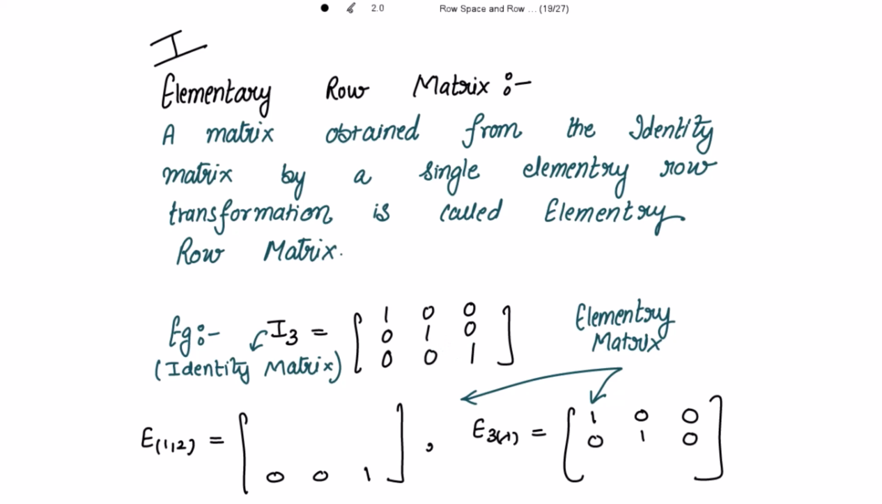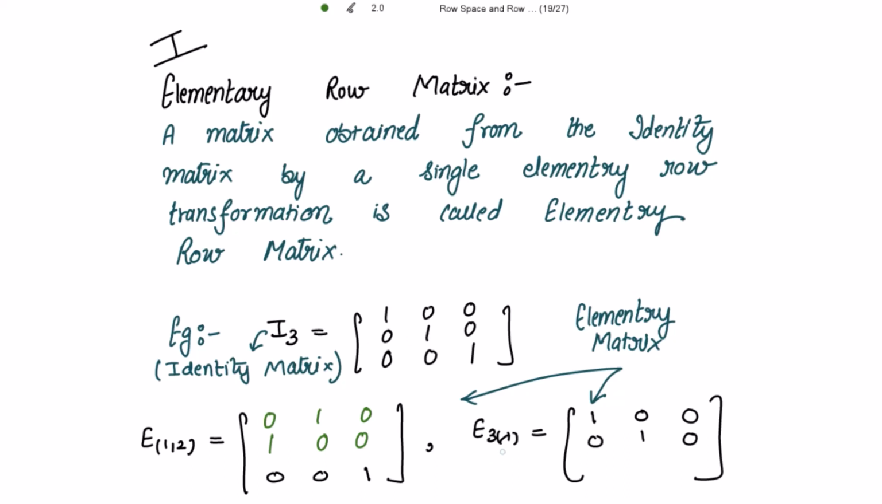Suppose I'm applying the row operation E12, that is interchanging the second and first row. Just replace the first row by row 2, we get 0 1 0, and replacing the second row by row 1, so this is 1 0 0. So this is your elementary matrix obtained from this identity matrix.